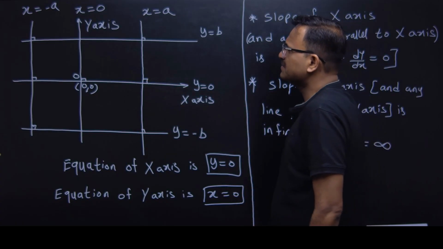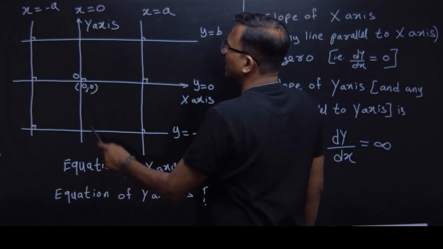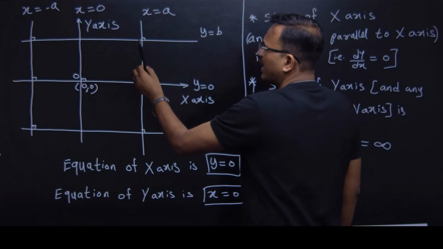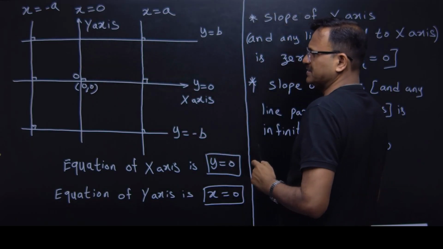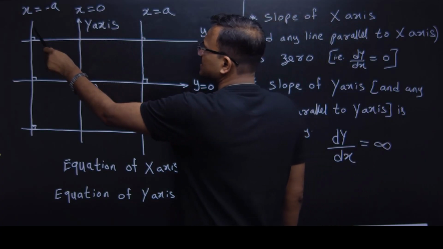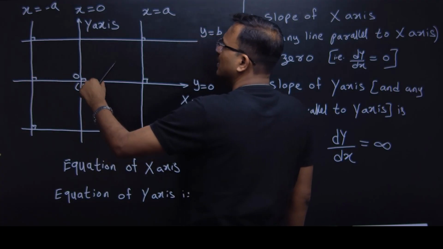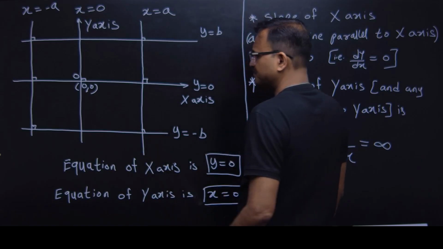When y is minus b, it will be a line which is parallel to the x-axis, but it will be below the x-axis. Similarly, we know that x is 0 represents the y-axis, and x is equal to plus a will represent a line which is parallel to the y-axis, and it will be on the right hand side of the y-axis. Similarly, x is equal to minus a represents a line which is parallel to the y-axis, and it will be on the left hand side of the y-axis.